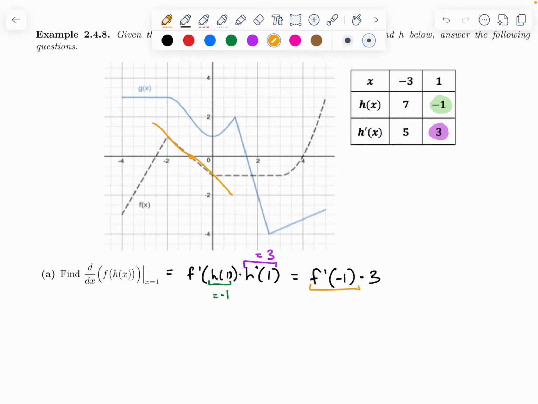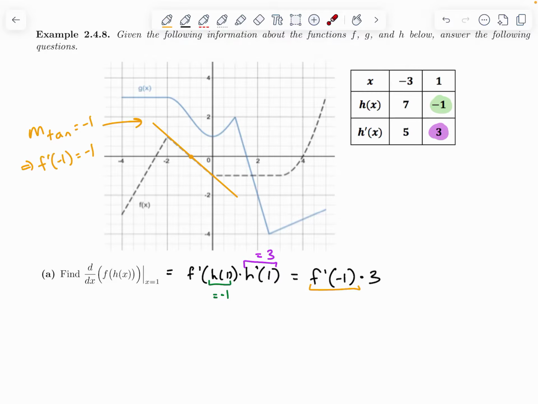And if I were to draw a line through that value, that has a slope of, let's see here, down 1 over 1, so it's a slope of -1. M tan equals -1, so that means that f prime of -1 equals -1. In fact, f prime of -1.5 is also -1 because it's always going to give you the slope of this tangent line. So that gives us a final answer of -3.